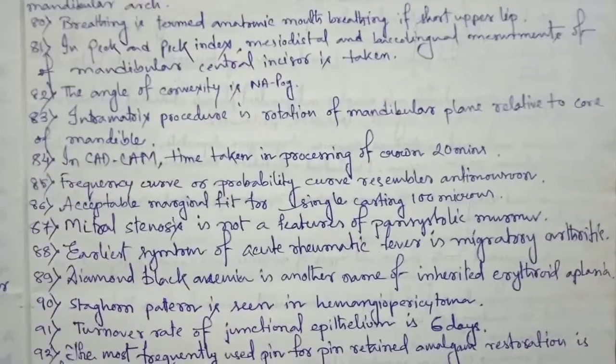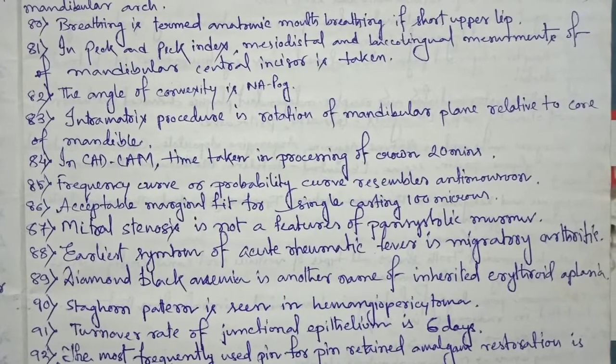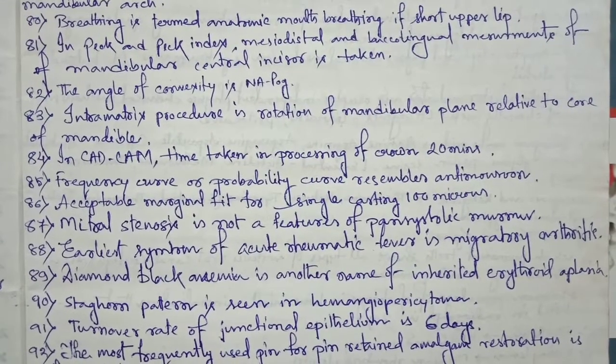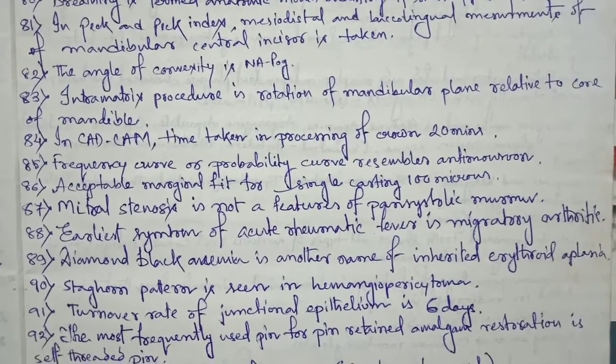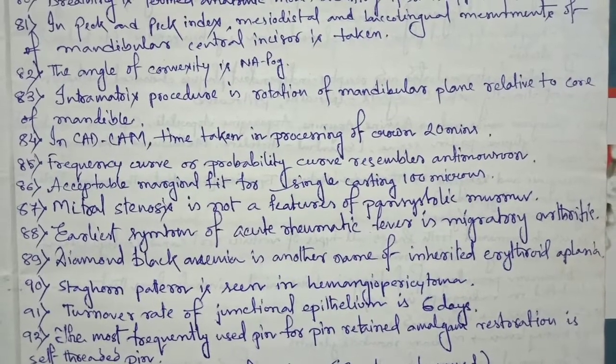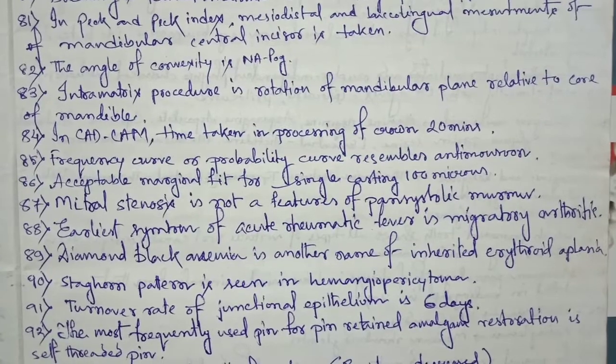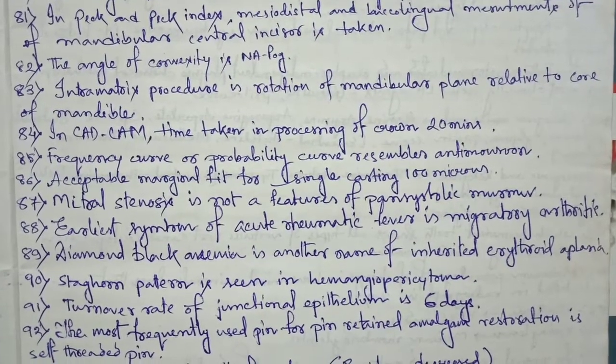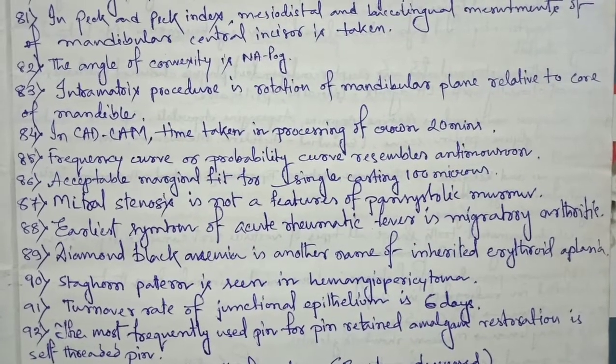In CAD/CAM, the time taken in processing of a crown is 20 minutes. Frequency curve or probability curve resembles an anti-monsoon. Acceptable marginal fit for single casting is 100 microns.